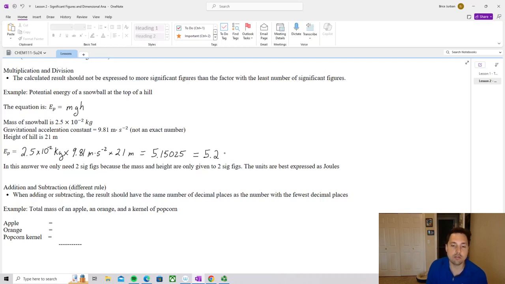So we should write this as 5.2. And then we need to write all of the units. So we have kilograms, we have meters, and we also have meters here as well. So these become meters squared, and then seconds to the negative 2. So we have kilograms times meters squared per second squared. These units are best expressed as joules. So that we could also write as 5.2 joules of energy, potential energy.